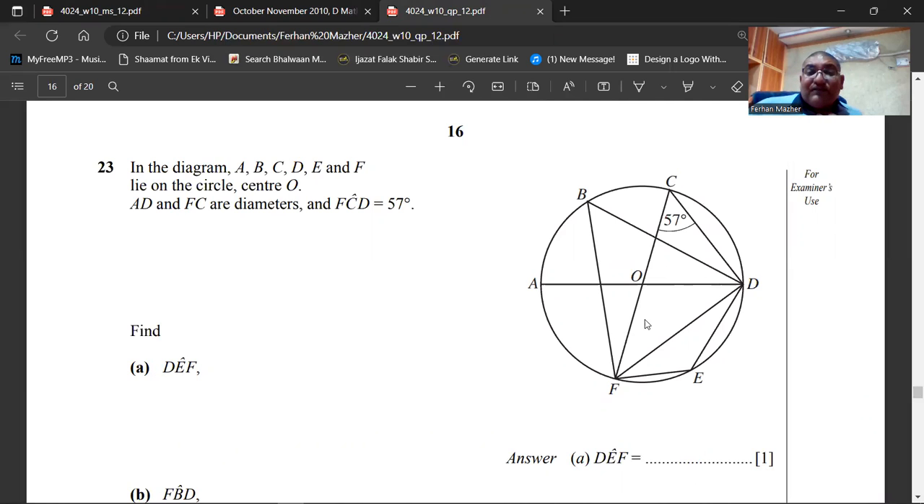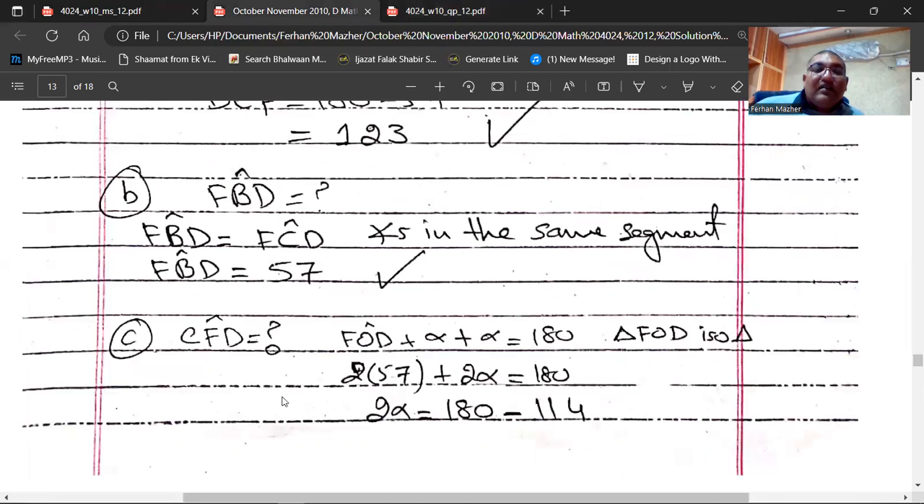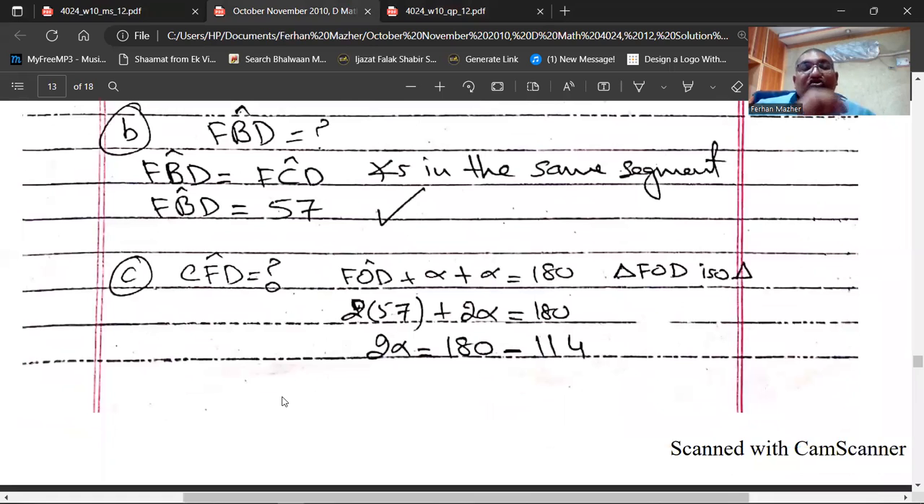OD and OF are equal to each other because both of them are radii of the circle. So FOD is an isosceles triangle. This angle is alpha, and this angle will also be alpha. These are the base angles. So 114 plus 2 alpha will be equal to 180. So CFD is the question. FOD is 2 times 57, that is 114, plus 2 alpha equals 180 because FOD is an isosceles triangle.